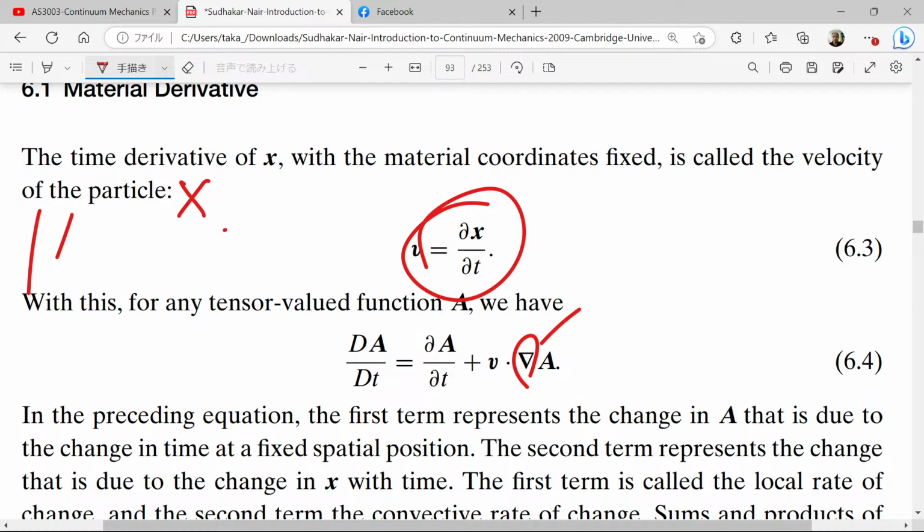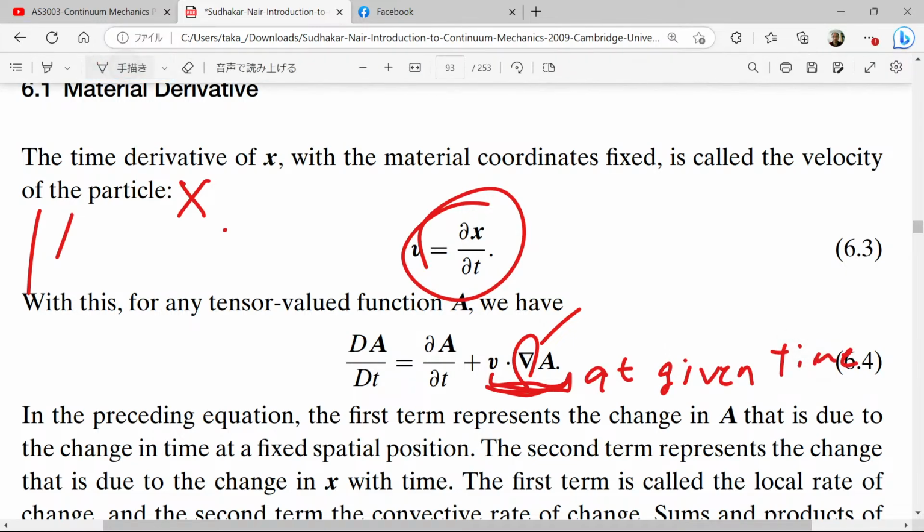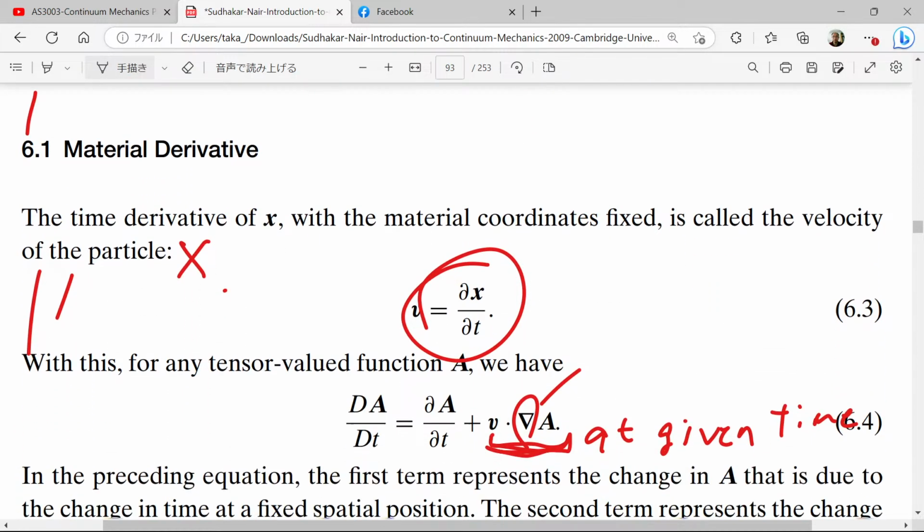So this everything is at a given time. Am I correct? Here you can see this is a given time. T is fixed.